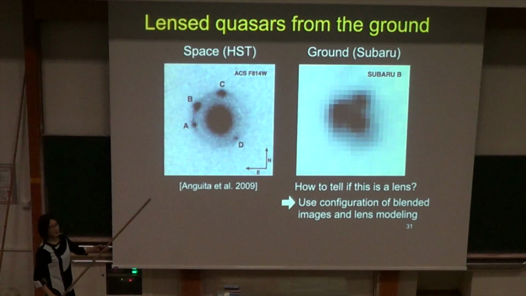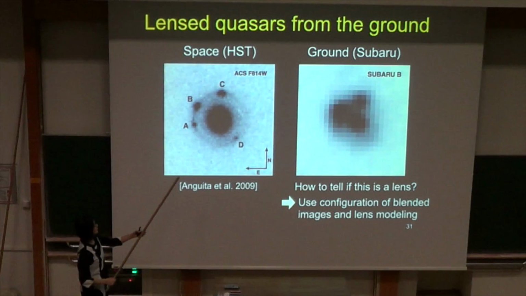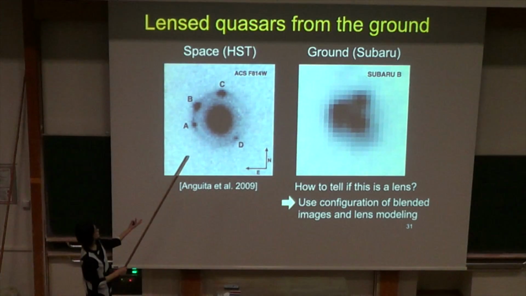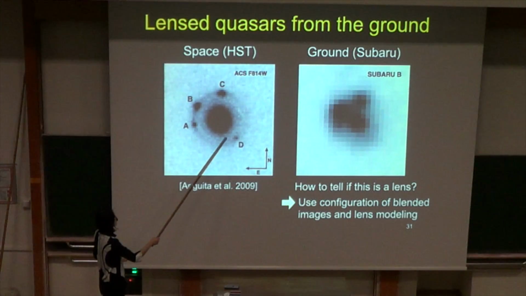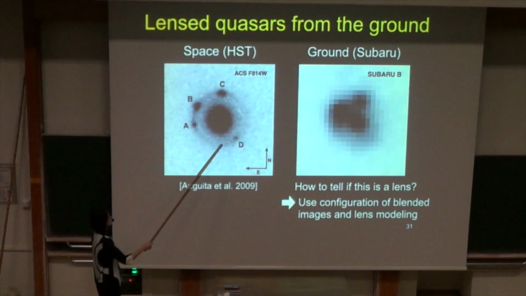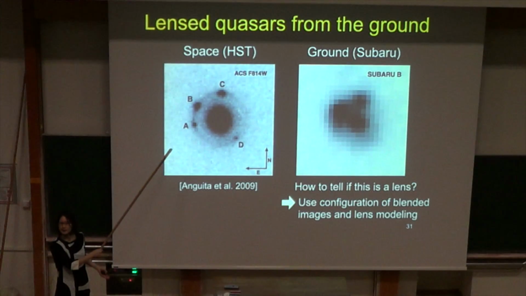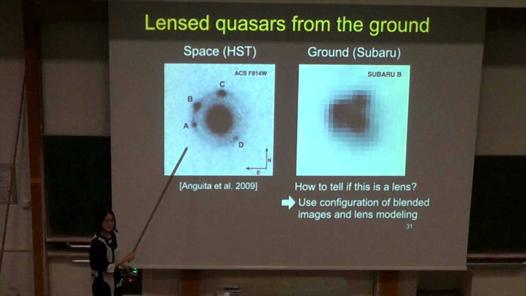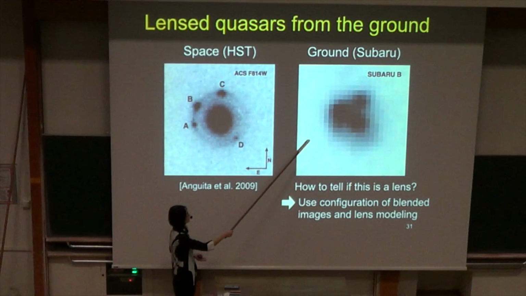So up to now, I've shown you beautiful, high-resolution Hubble Space Telescope images that look like this, where by eye you know this is a strong lens system. The background source is lensed into A, B, C, and D by a foreground lens galaxy. So with the HST image, it's very clear and obvious. But this system, the same system observed from the ground, looks like this.